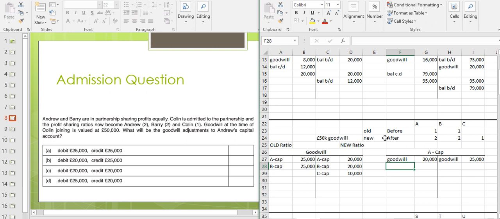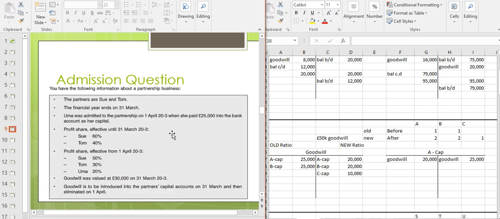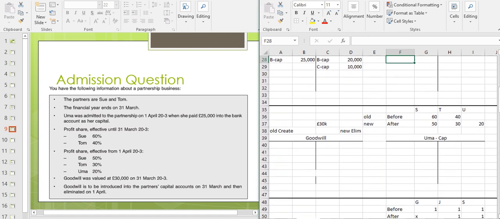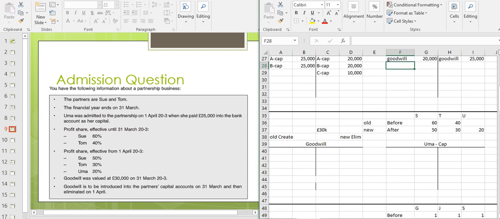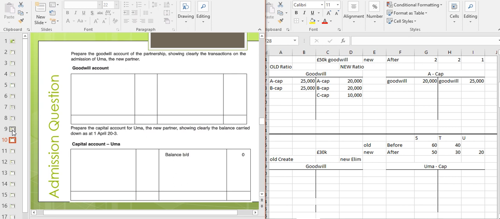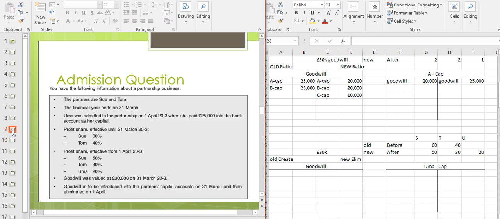Okay, let's look at another question. I think I have got quite a few questions here. So just going to scroll down for a moment. Let's see what I've done here. And okay, so this question, this is the information, the data, and then we have a Goodwill account that we need to do and a capital account. So what I'm going to do is I'm just going to leave it there.